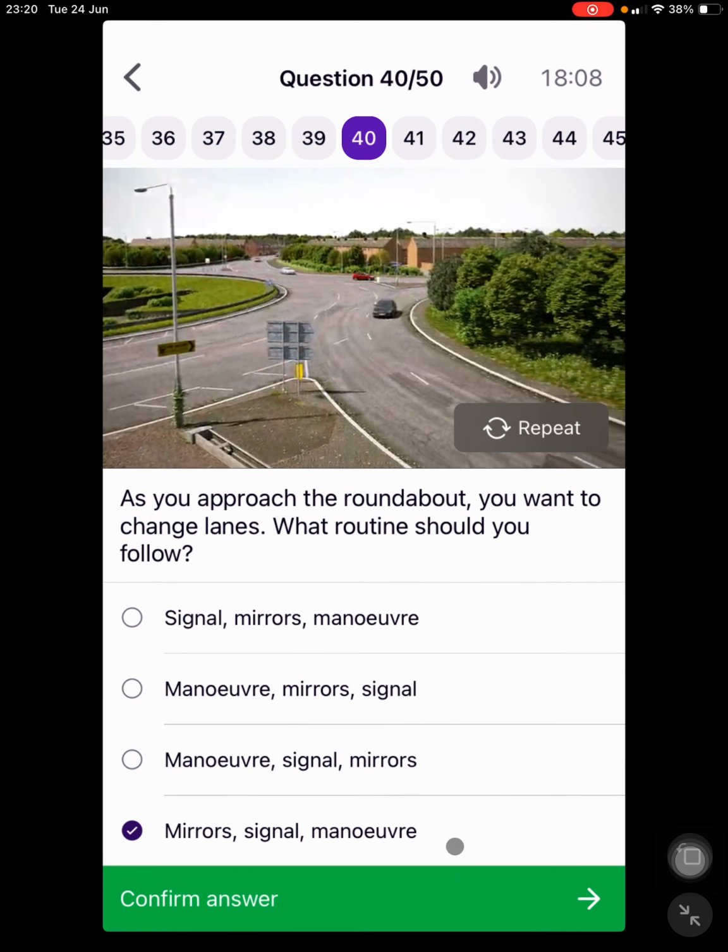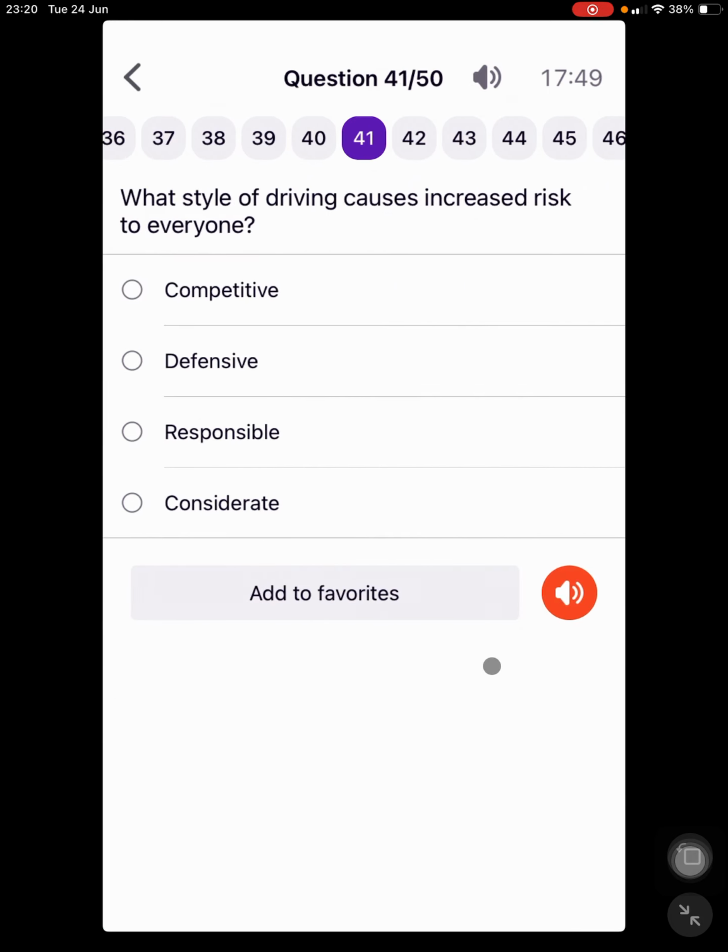Okay. So remember, guys, whenever you're slowing down, stopping, or changing direction of your vehicle, first thing you should do, you should check your mirror. And why would you check your mirror? To assess how your actions will affect the traffic that's behind you. So mirror, signal, maneuver, MSM.